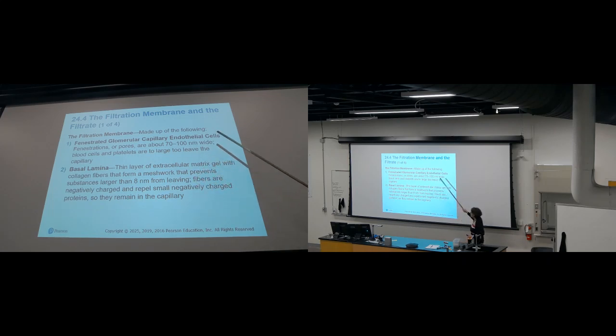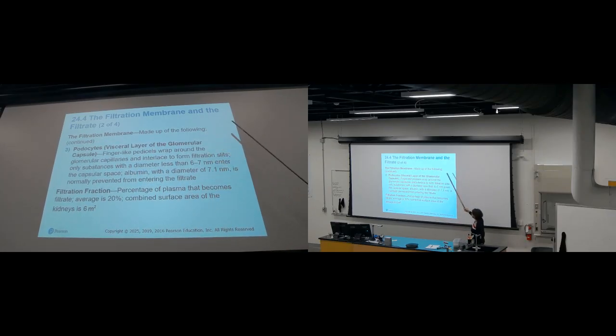And then you have the next part of the filtration membrane, which is the basal lamina, made by collagen fibers. This one prevents molecules larger than 8 nanometers from leaving, and molecules that are negatively charged, because you have negatively charged proteins that repel anything that has a negative charge.